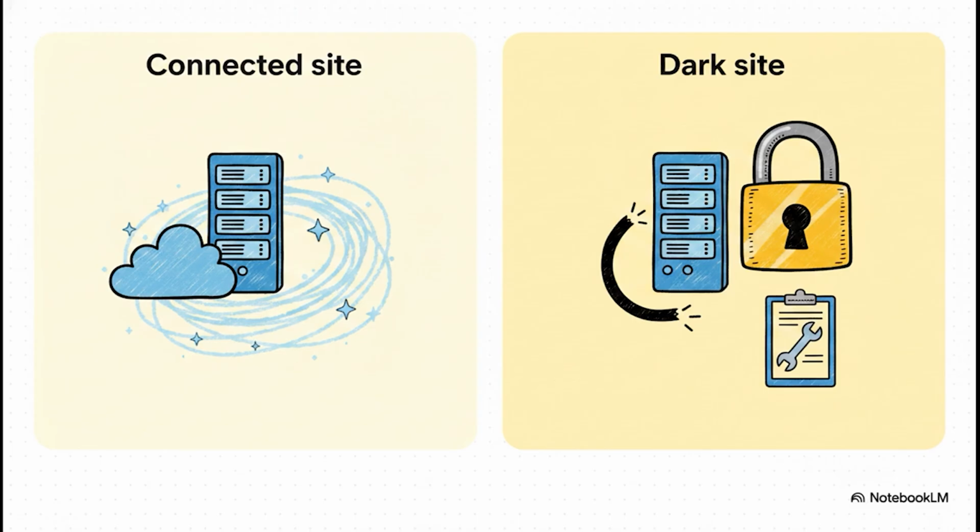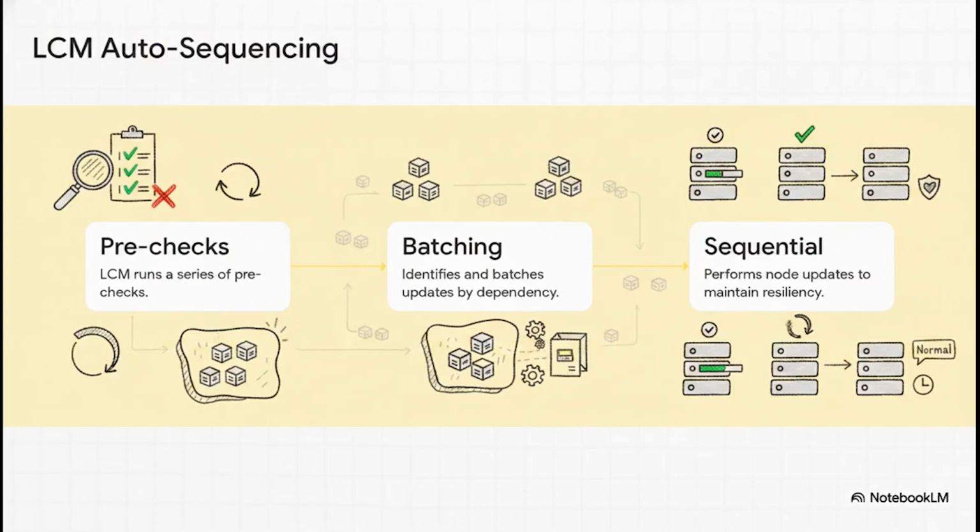But on the flip side, we have dark sites. These are clusters with no internet connectivity, and they force you, the administrator, to follow strict manual rules known as the recommended upgrade order. Let's look a little closer at how a connected site actually handles this.